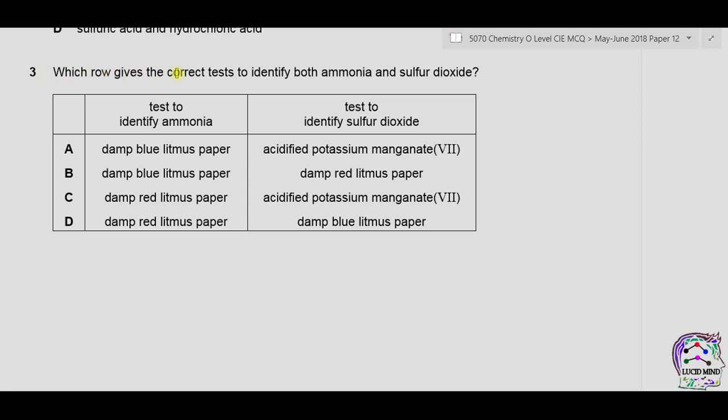Question 3. Which row gives the correct tests to identify both ammonia and sulfur dioxide? First one is the test to identify ammonia and second is the test to identify sulfur dioxide. For ammonia, we know that ammonia is base. And for base, you should remember that base turns red litmus to blue. So damp red litmus paper is turned to blue, so it is either C or D.